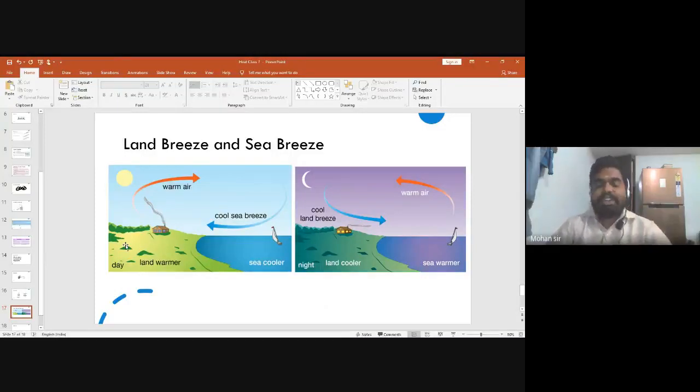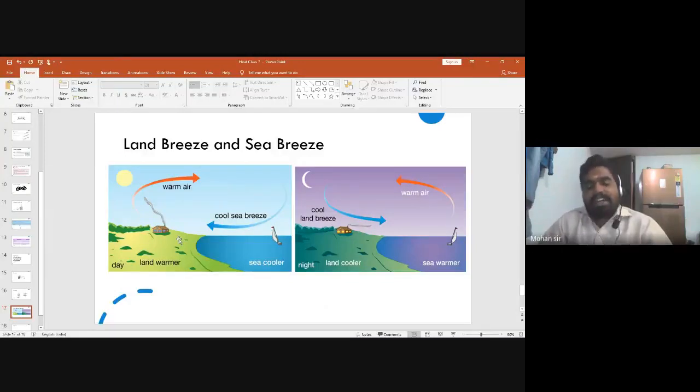This is called sea breeze. Sea breeze happens during the morning. When the sea breeze comes, if the windows are facing towards the sea, then the cool wind will enter the house also. That is why the houses in the coastal area have windows facing towards the sea.